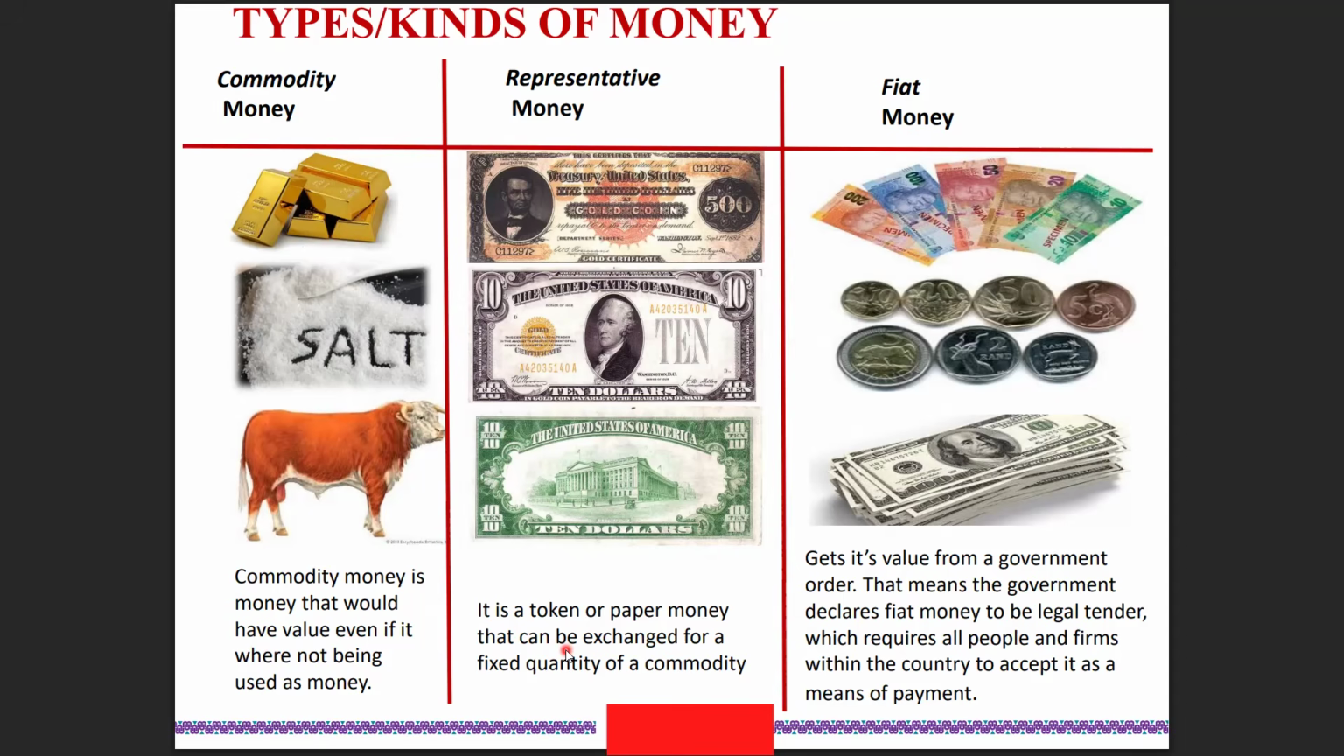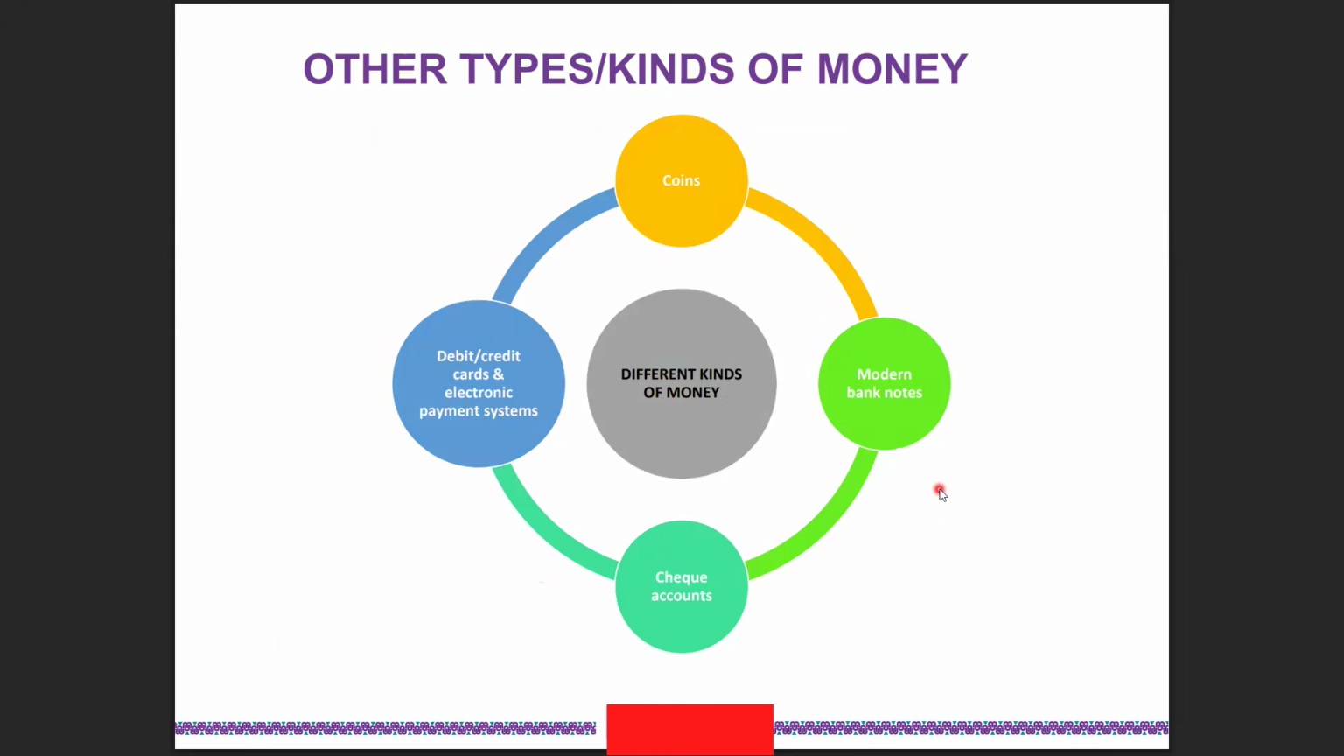And then later on, there was fiat money. Fiat money is what we use now, and it gets its value from the government, right? And also, it has to be accepted. So in South Africa, we have accepted the rand, right? And it gets its value from where? From the government, right?